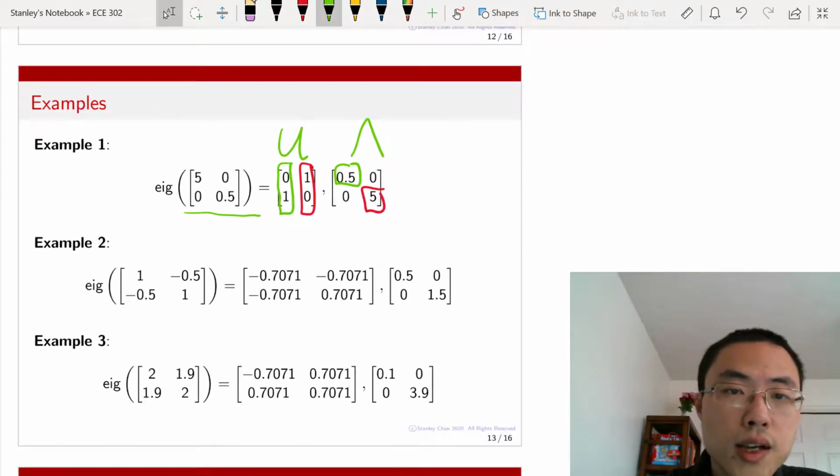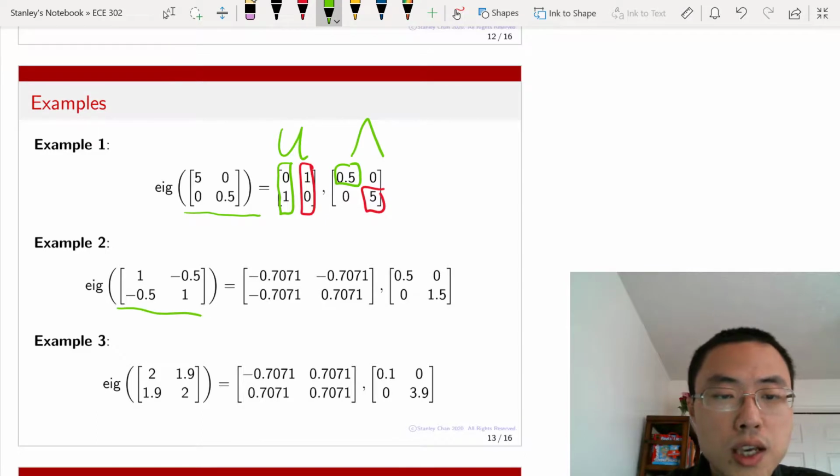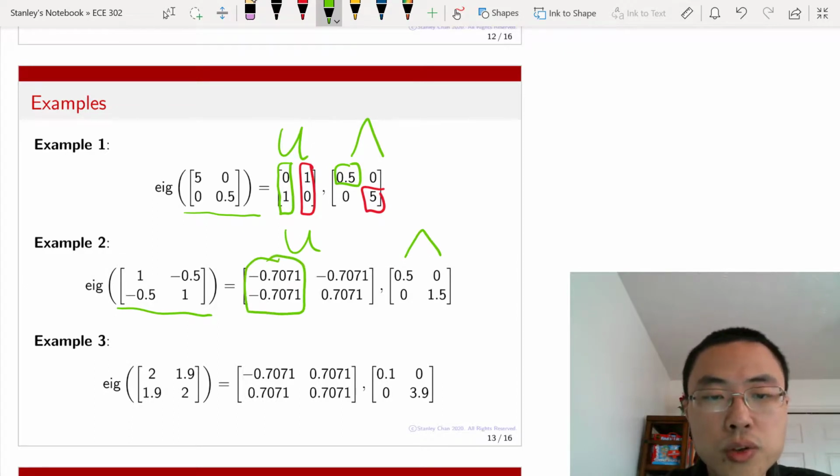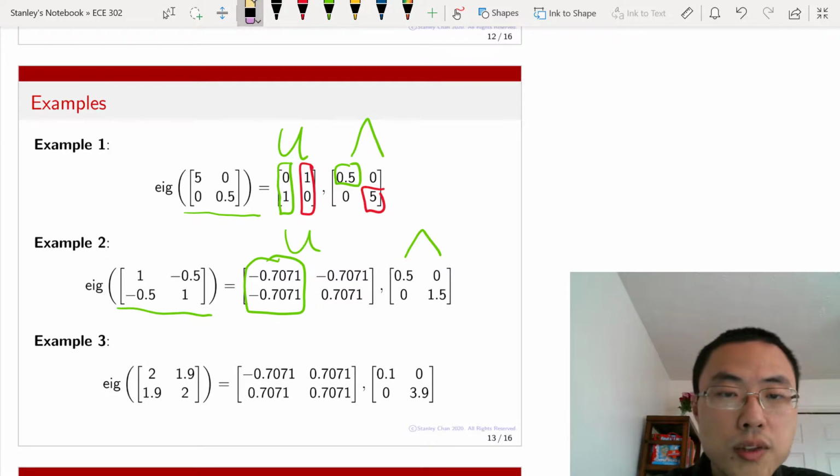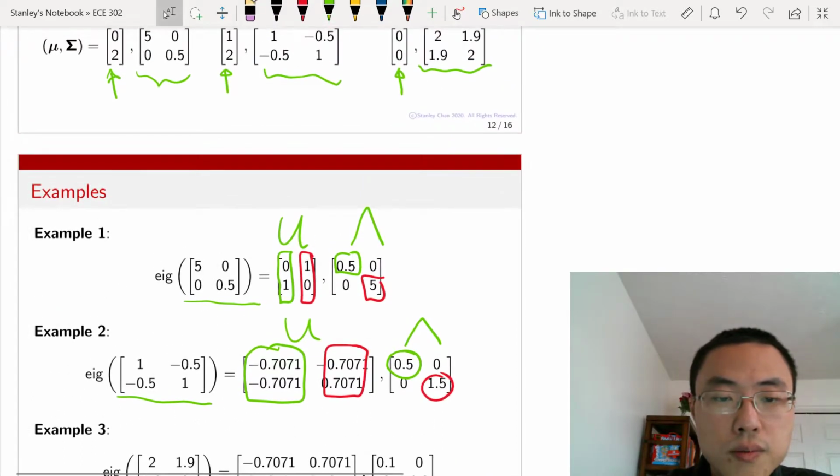Let's try another example. This is your A matrix. You run the eigendecomposition, you obtain this U, and you obtain this lambda. The first column is given by these two numbers. The second column is given by these two numbers. And then here is the second eigenvalue. This is the first eigenvalue. So we ask, does it make sense?